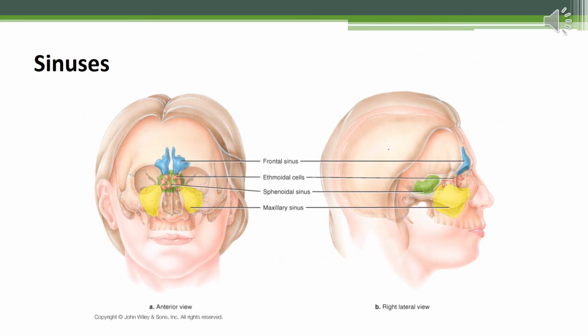This diagram shows where the sinuses are located in the skull and also how they're shaped, I suppose. And we have anterior and lateral views. And there really isn't much to say here other than you can clearly see where all the sinuses are in this diagram.